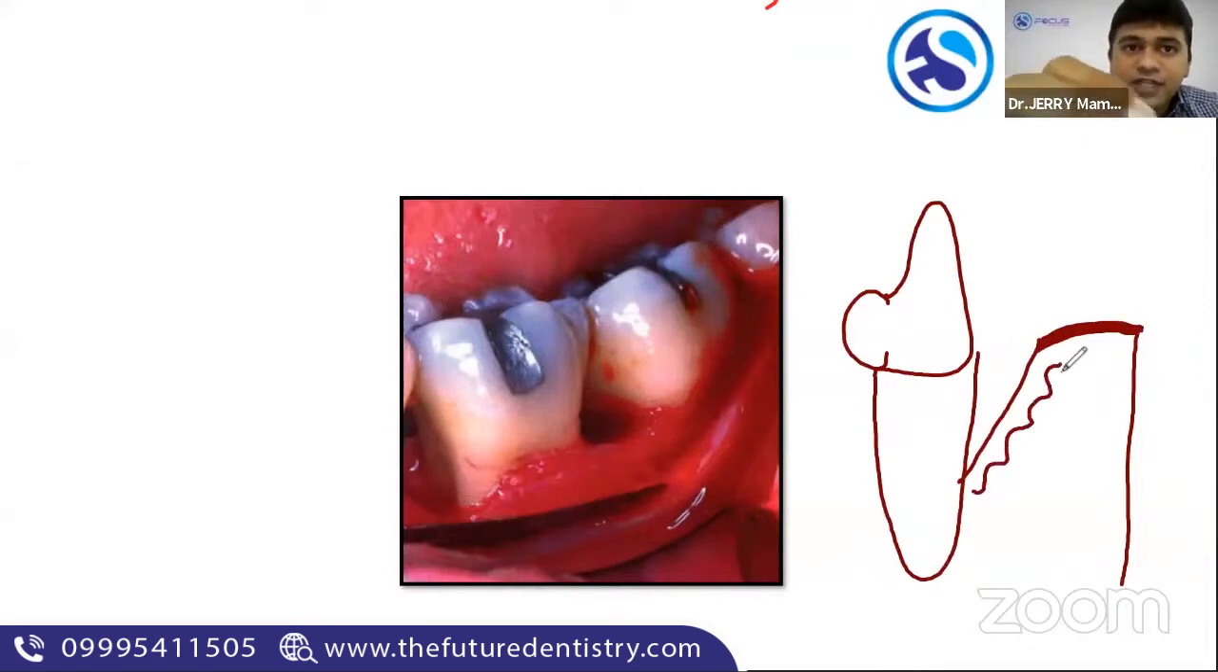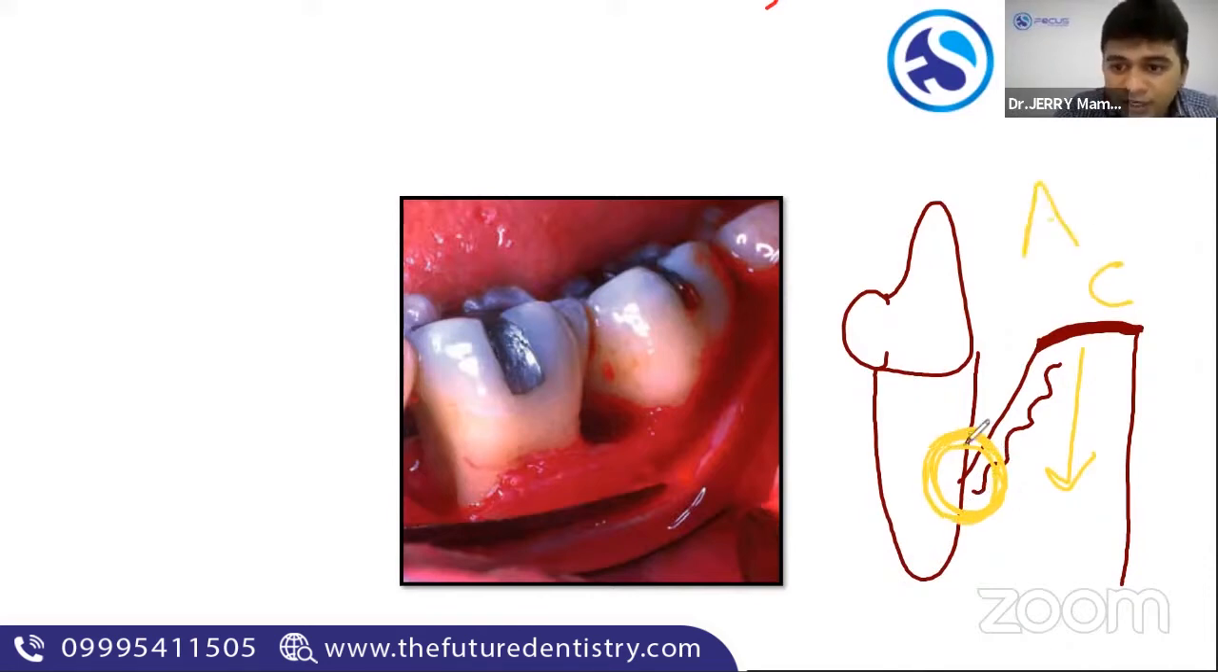Now the defect here, this is the base of the bone defect. So this bony defect is at a very apical end to that of the crest. This is the crest and this is the base of the defect. So always in an angular bone loss, the base of the defect will be apical to the crest. Very simple. It has to be like that. If it is horizontal, what will happen? Let me draw horizontal here.